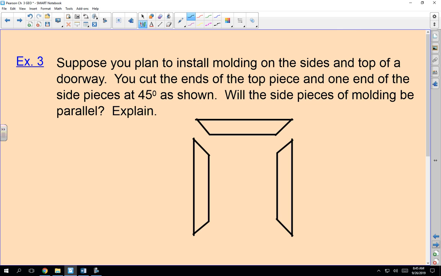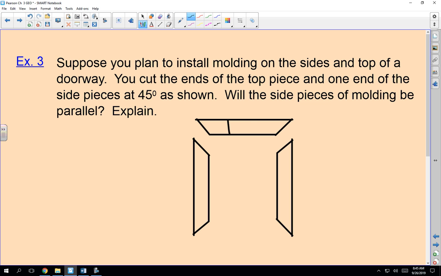Application or two here. Suppose you plan to install molding on the sides and top of a doorway, or even if you're doing molding along the bottom here, like the floor here, this black molding, you have to do some special cuts here. You cut the ends of the top piece and one end of the side pieces at 45 degrees as shown. Will the side pieces of the molding be parallel? So will these be parallel if you cut 45s here and here?